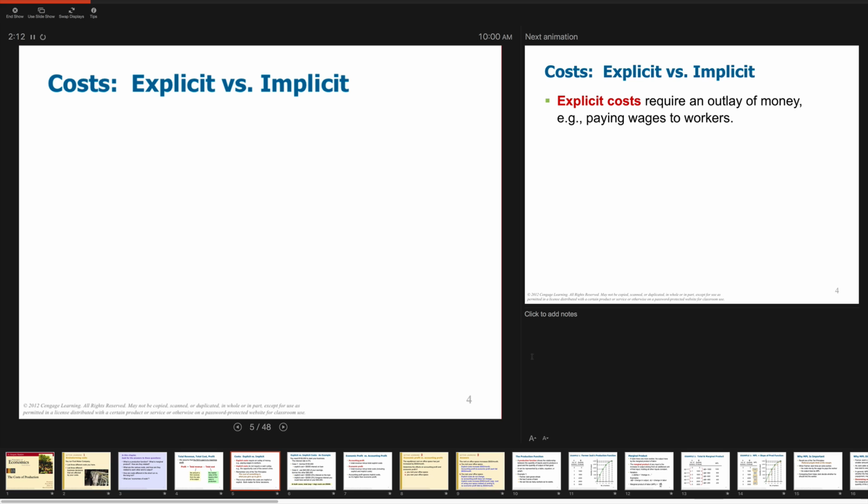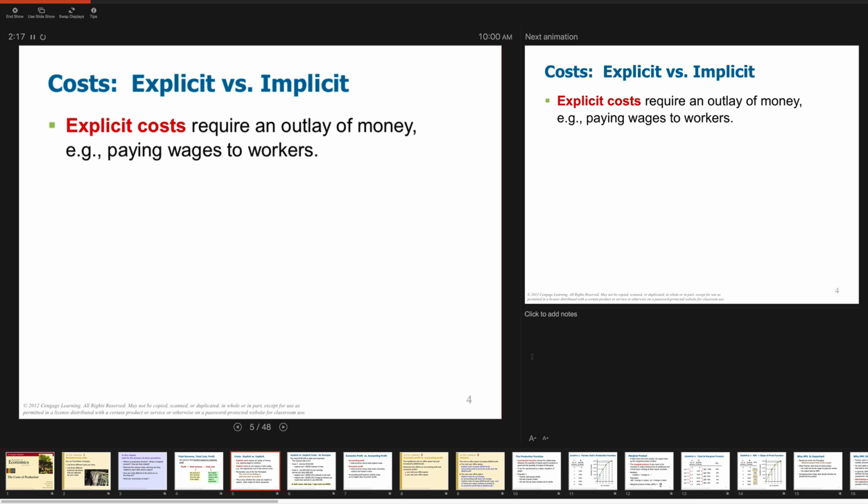Okay. So there are explicit and implicit costs in economics. Explicit costs are the ones where you're writing a check, you're laying out money, you're transmitting your Bitcoin.